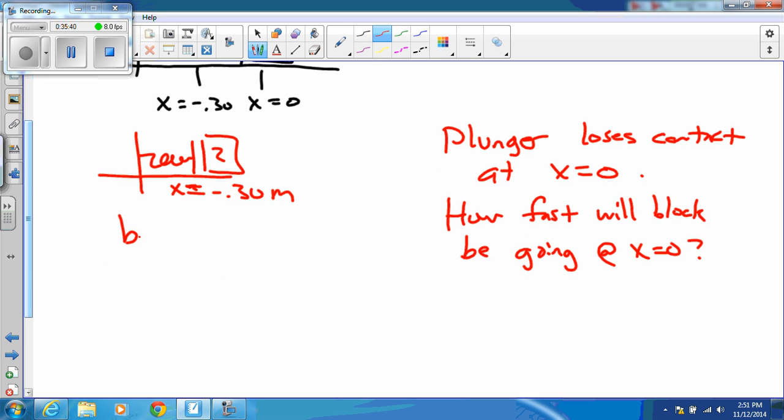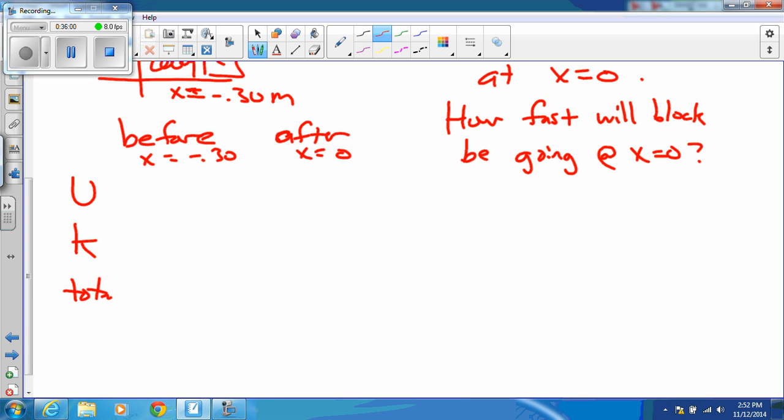Okay, so our before situation, before we release it, is at x equals negative 0.3. Our after situation, after we release it, will be at x equals 0. And now we can compute U, K, and total.